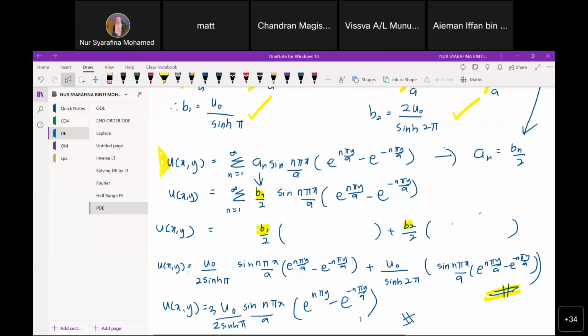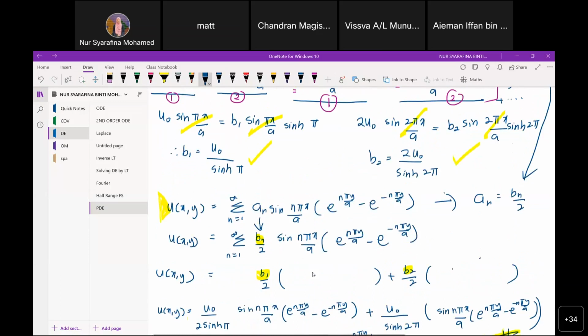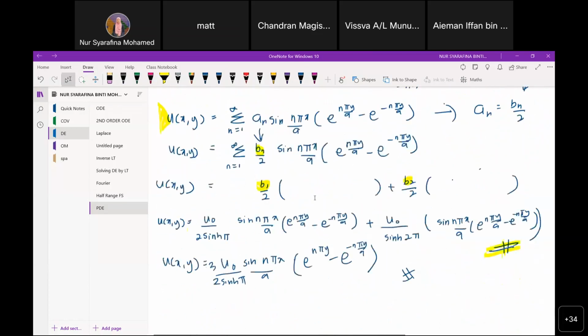And if you want to have the general form of Bn, it is also doable. B1 and B2, then Bn equals to what? B1 is u naught, B2 is 2 u naught, then Bn is n u naught over sine n pi. Also can. But for this case, we just consider the condition given, which is up to 2 coefficients only. So we just stop at B1 and B2. Okay, is that clear?